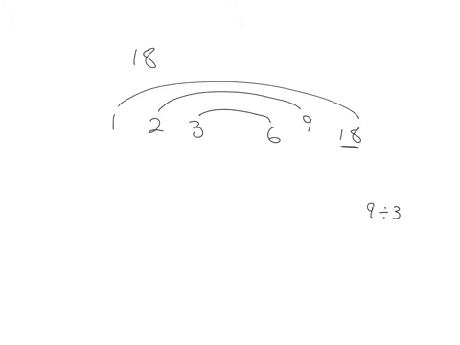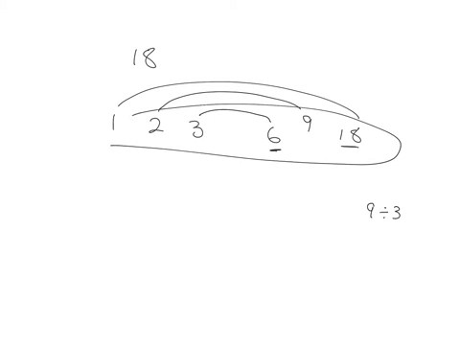Now, the next one. Does 4 work? Well, let's try it. 4, 8, 12, 16, 20. Nope, 4 won't work. 5 won't work because 5, 10, 15, 20, so that doesn't work. And then we're back up to 6, and we've already done 6, so we know that we're finished. You can see the factors of 18 are 1, 2, 3, 6, 9, 18.